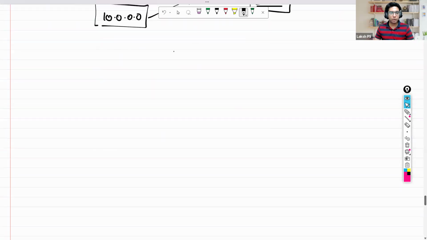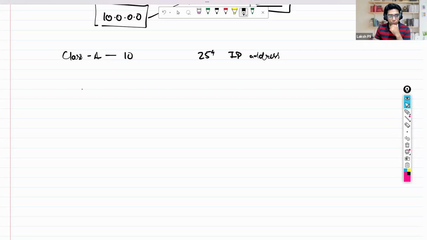For example, instead of 500, he asked for 254 IP addresses, right? And he said, I want the IP address to start with 10. So class A IP address again. He said, I want the IP addresses to start with 10 and I want 254 IP addresses. This is his requirement.